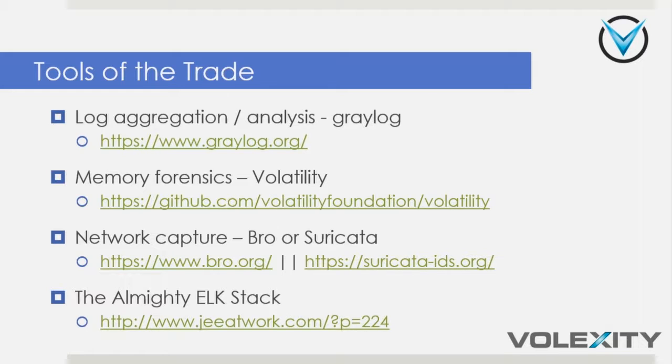For memory forensics, there's Volatility. As I said, this is used by thousands of investigators around the world. Very, very powerful platform for memory forensics across Windows, Linux, Mac, Android, and so on. For network capture, I'm not going to start a religious war, but Bro or Suricata will meet your needs. Some people are very particular to the one they like. Check out the one you like and see what works in your environment.